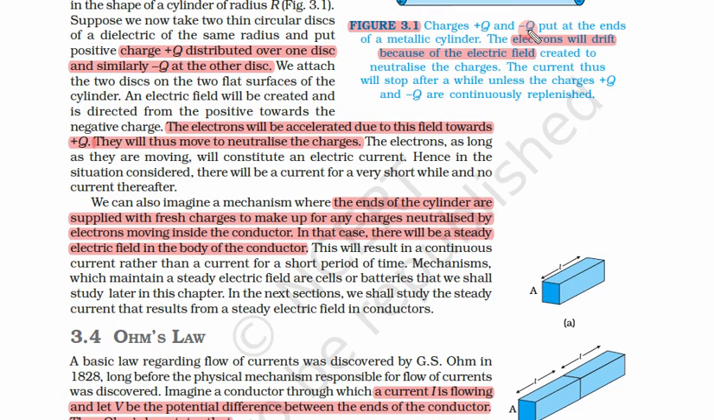As soon as this becomes zero, there will be no current. So we can also imagine a mechanism where the ends of the cylinder are supplied with fresh charges to make up any charge neutralized by the electrons. So charges are continuously supplied by the battery or power supply.